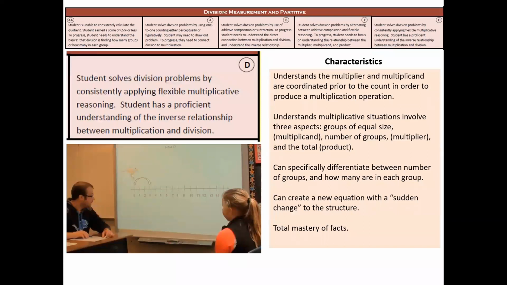Remember, level D says the student solves division problems by consistently applying flexible multiplicative reasoning. The student has a proficient understanding of the inverse relationship between multiplication and division. And remember, they'll be able to produce an equation prior to the count.